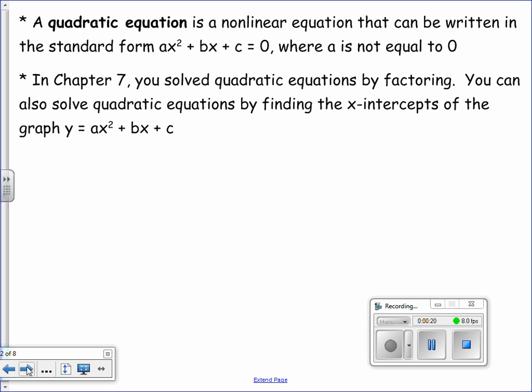So today we're going to be graphing equations that are in the standard form of ax squared plus bx plus c. Okay, and in order to solve, our solutions are going to be the x-intercepts. We're either going to have one solution, two solutions, or no solutions.